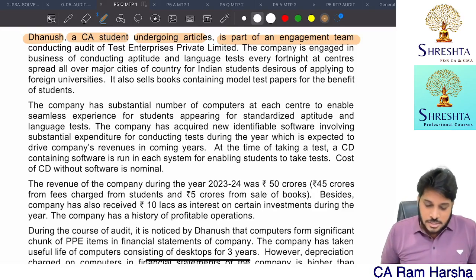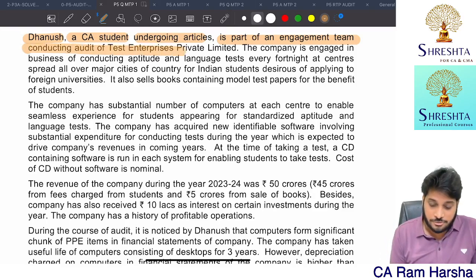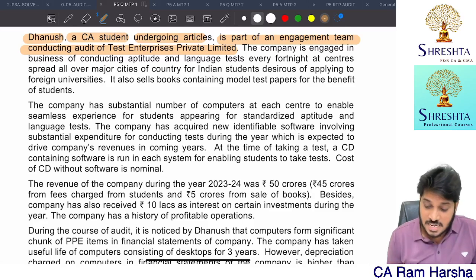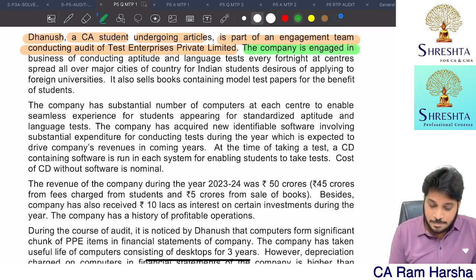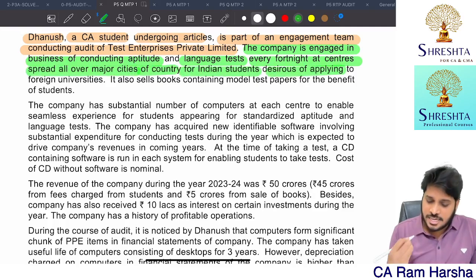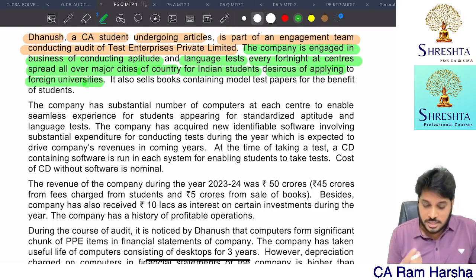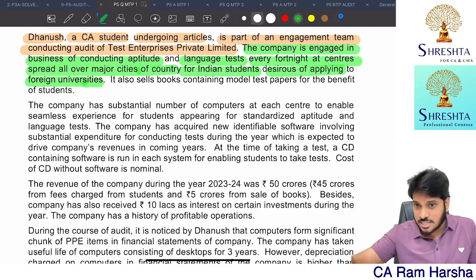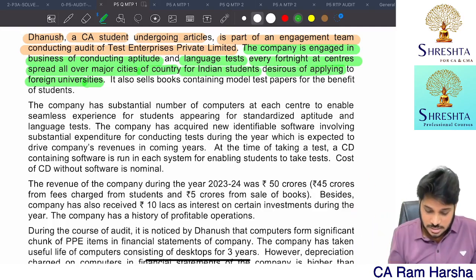Getting it? So Dhanush, a CS student undergoing articles, is part of an engagement team conducting audit of Test Enterprises Private Limited. Okay, it's a private company. The company is engaged in the business of conducting aptitude and language tests every fortnight at centers spread all over major cities of the country for Indian students desirous of applying to foreign universities. Okay, this company is conducting online examinations, center-based, once in a fortnight, once in 15 days, for foreign university applications.